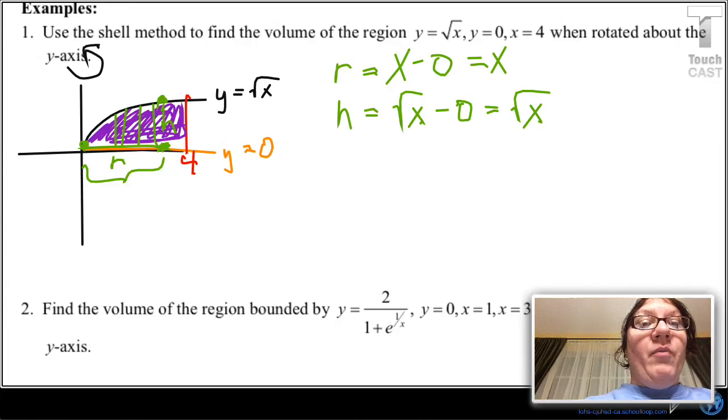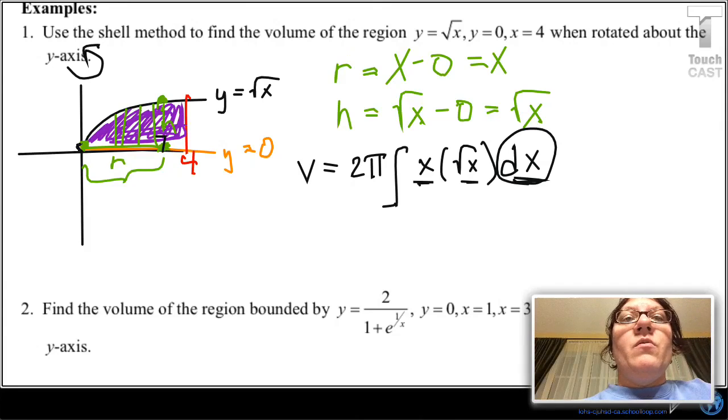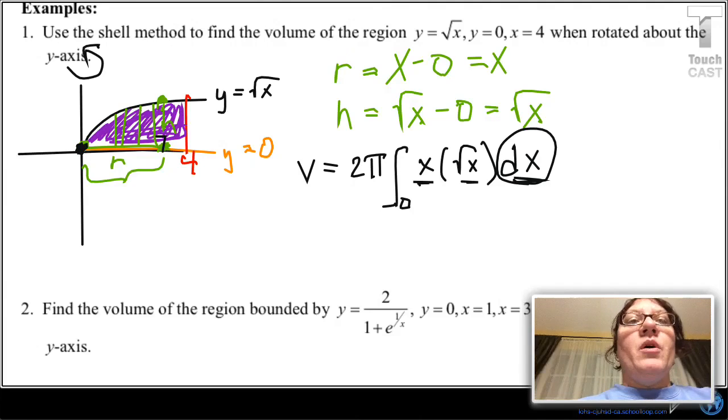So now, I'm ready to integrate. Remember, my height is perpendicular to x, so I'm integrating with respect to x. And notice both radius and height are in terms of x. Now, I have to figure out those bounds. Since I'm doing dx, I've got to look at what's the leftmost x value. Well, that appears to be 0. And what's the rightmost x value for that shaded region? That's 4.